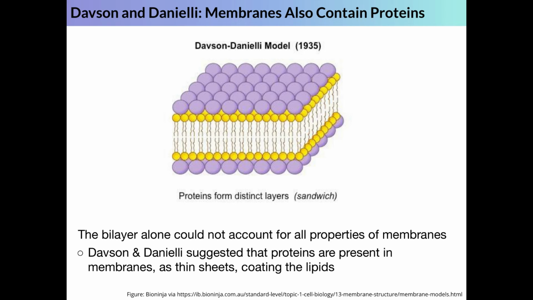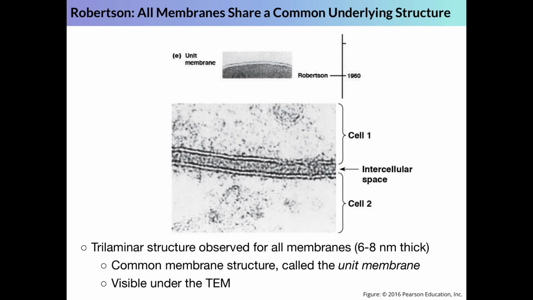To account for these differences, Davson and Danielli suggested that another component of membranes were proteins. And they were right about that, but their model was flawed. They proposed that there was a thin layer of proteins above and below the bilayer, sort of like a sandwich. This protein sandwich model was inconsistent with observations of the membrane. The membrane was found to be approximately 6 to 8 nanometers thick, and this is once the electron microscope was invented. So the membrane, you can see it here.